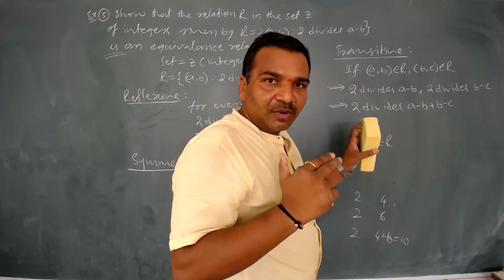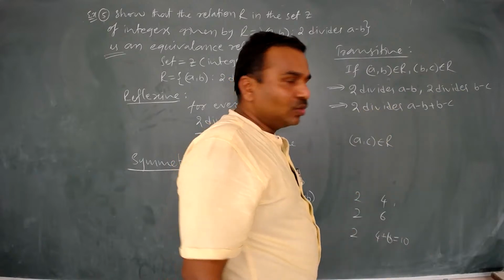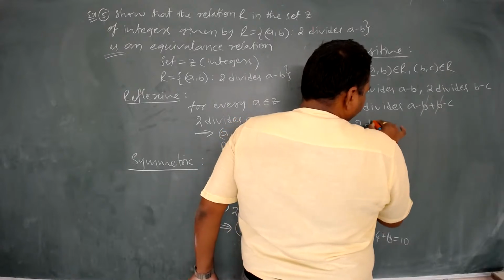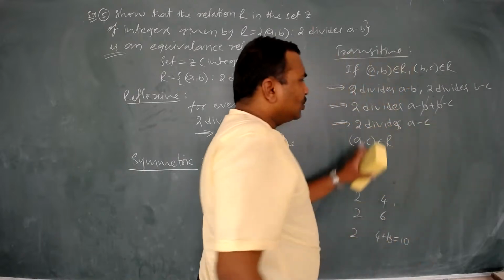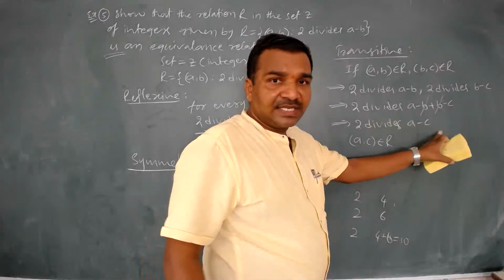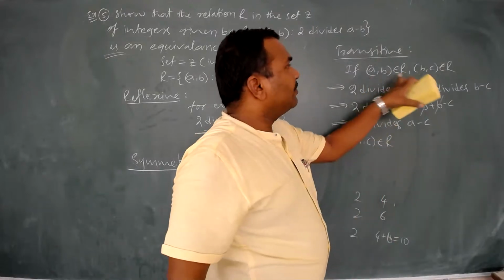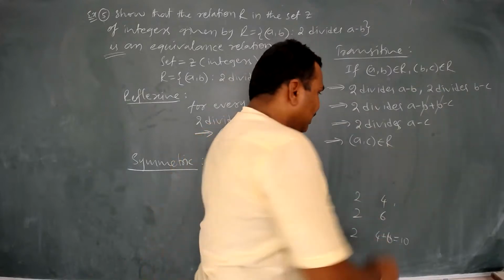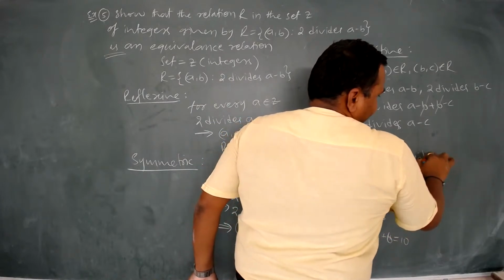If two integers are divisible by 2, then the sum of those two integers is also divisible by 2. So minus B plus B cancel. What can you conclude now? 2 divides A minus C. So 2 divides A minus B means we can say A comma B belongs to R. 2 divides A minus C means A comma C belongs to R. So first we have taken A comma B belongs to R, B comma C belongs to R. Now we prove A comma C belongs to R. Therefore, R is transitive.